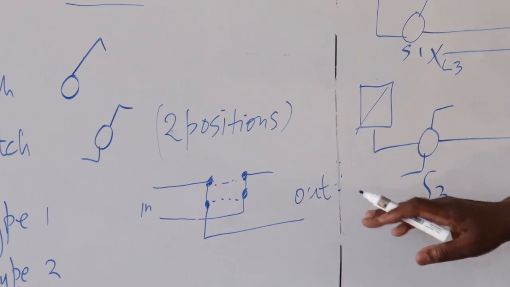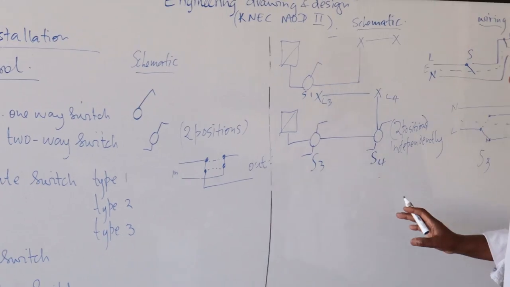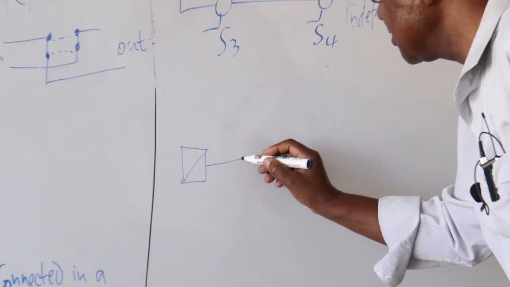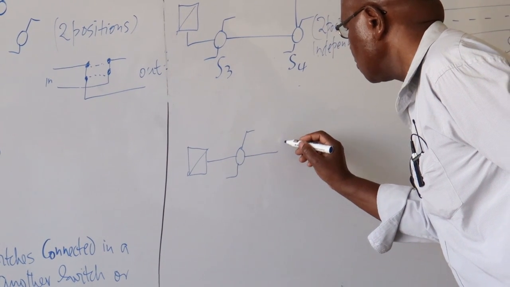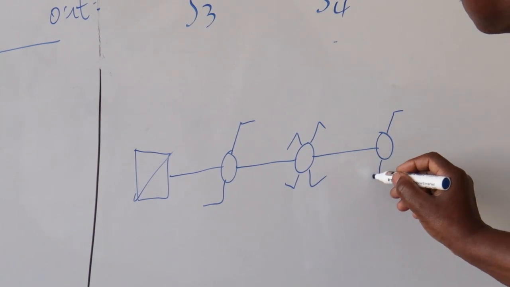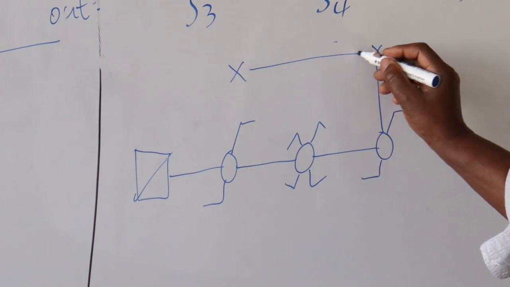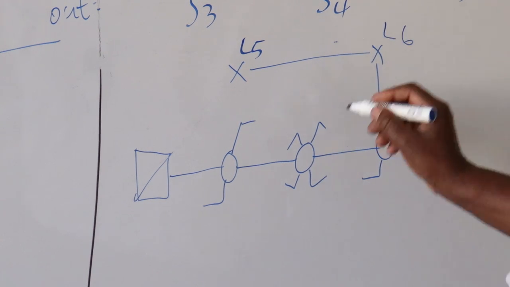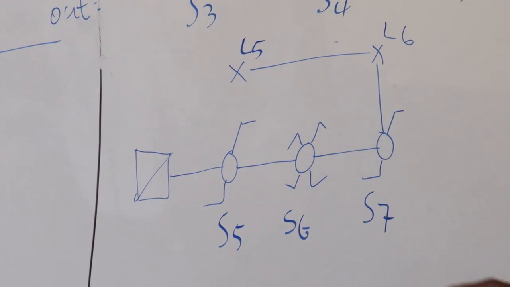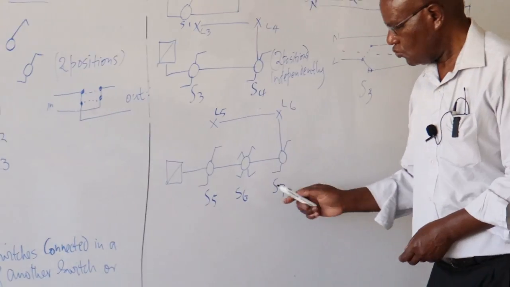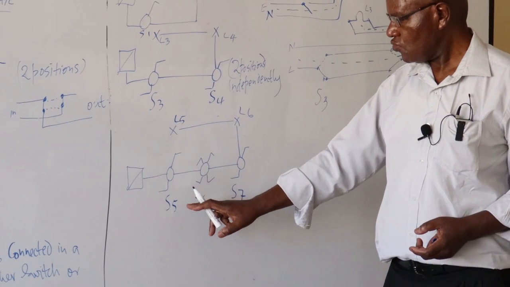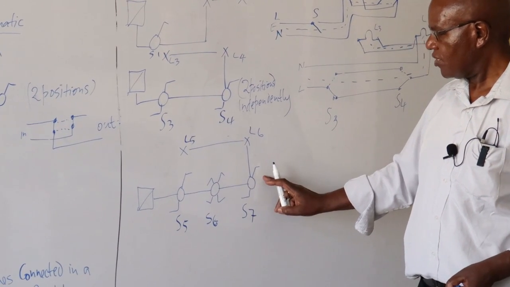So the intermediate is always used in between two-way switches. So in a case like this one here, I'll need to introduce my intermediate in between the two ways. So the intermediate is always used between two ways. And this is when I want to control lighting points from more than two positions. So here I can control it on here from here, or from here, or from here independently.